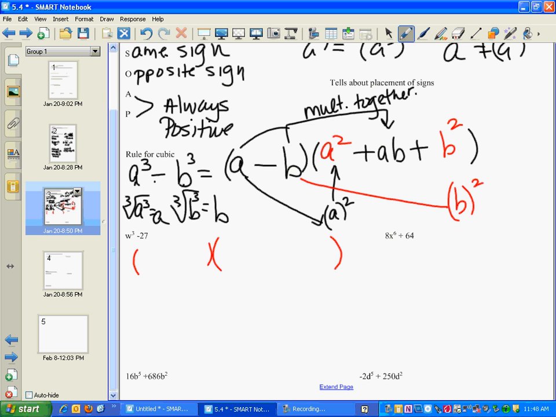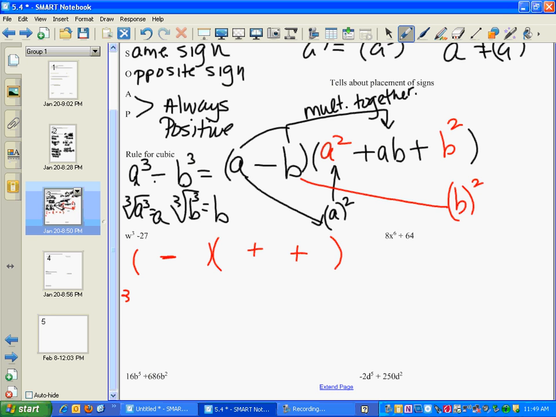Okay? All right. So using SOAP, what should my first sign be? Same. So whatever the problem is, that's what this one is. What should my next one be? And what's this one always? So we've got our signs set up. Does that make sense? All right.